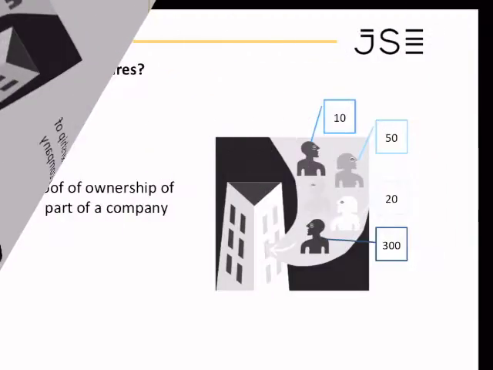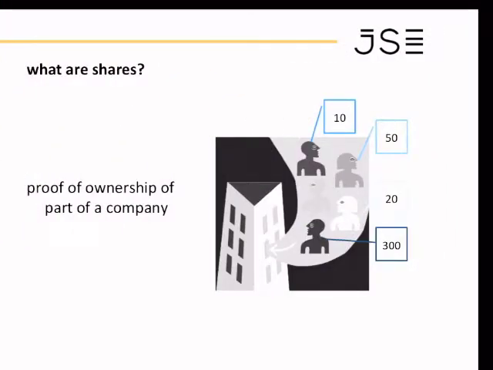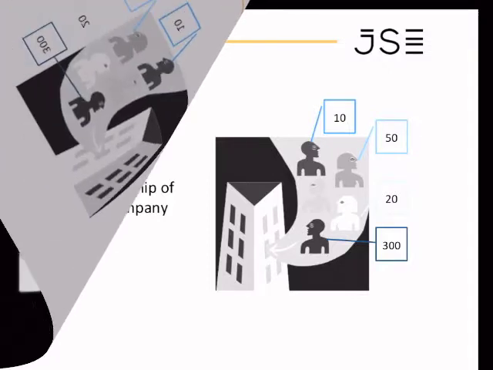So let's get started. So basically, what are shares? You can think of it as proof of ownership of part of a company. So if you imagine a big corporate, if you buy a share, you become a shareholder, and that means that you own part of that company. You own part of its equity. So you can hold 10 shares, 50 shares, 100 shares.